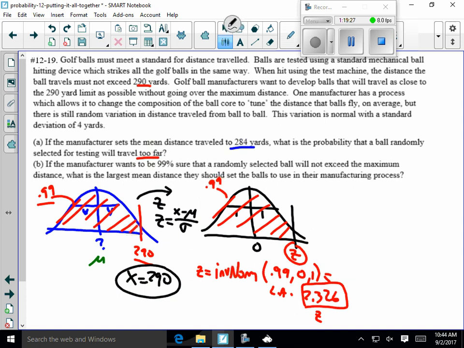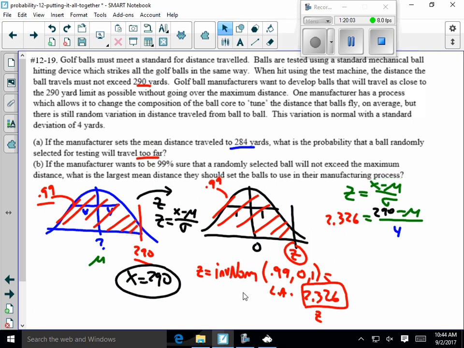So to finish the problem, let's look at the z-score formula. Z equals x minus mean over standard deviation, and I'll plug in what I know. I know my z-score is 2.326, and that's when the data value here is 290, right? And the mean, that's what I'm trying to find. I don't have that, but I do know that the standard deviation was given as 4. So I can plug in those three values, and the only thing left to find is the mean.